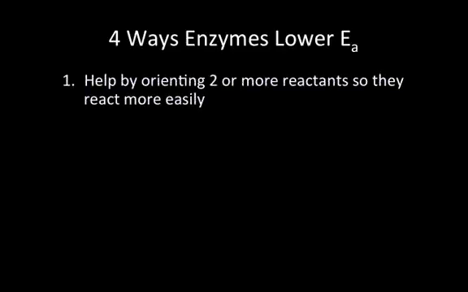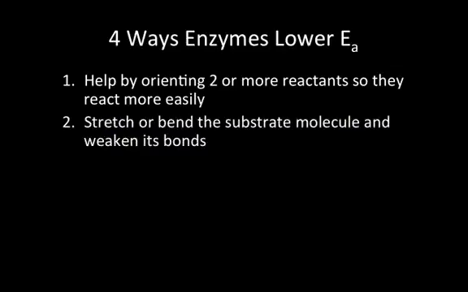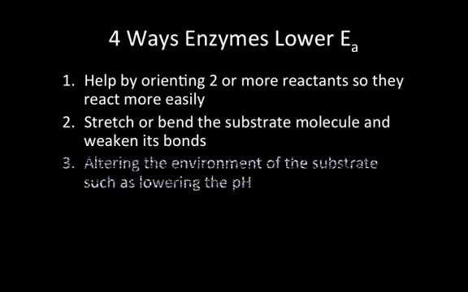There are generally 4 ways enzymes work to lower activation energy. These are in no particular order. One way is that they help by orienting the two or more reactants so that they react more easily, sort of introducing them to one another. Another way is they stretch or bend the substrate molecule and weaken its bonds, making it react more easily. Another way is that they can alter the environment of the substrate, such as lowering the pH.